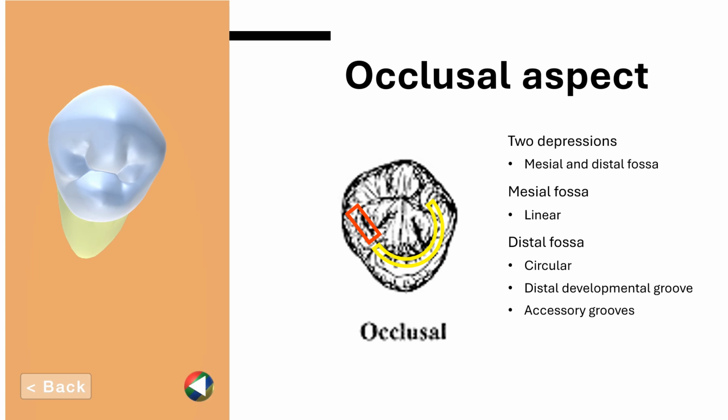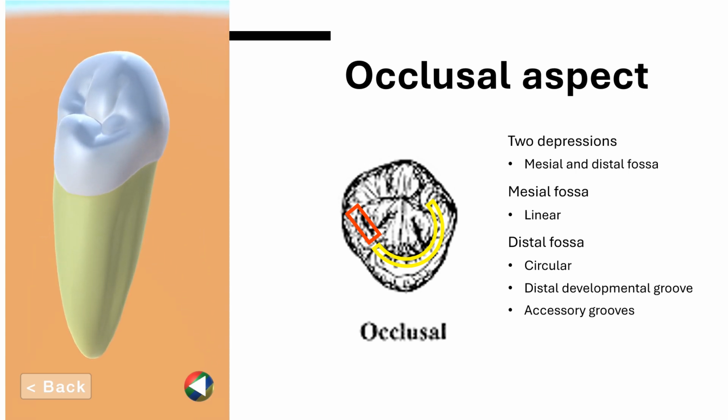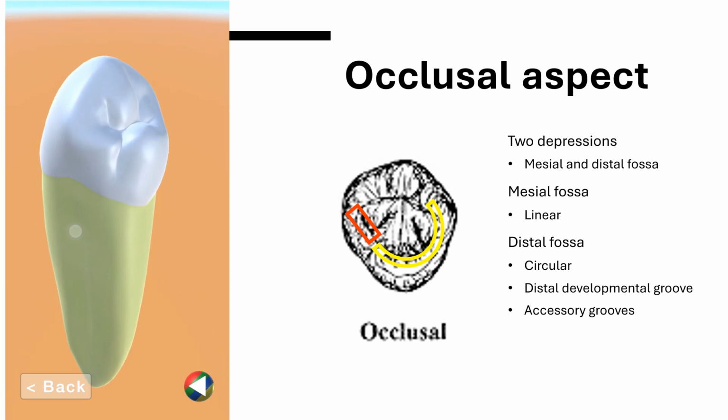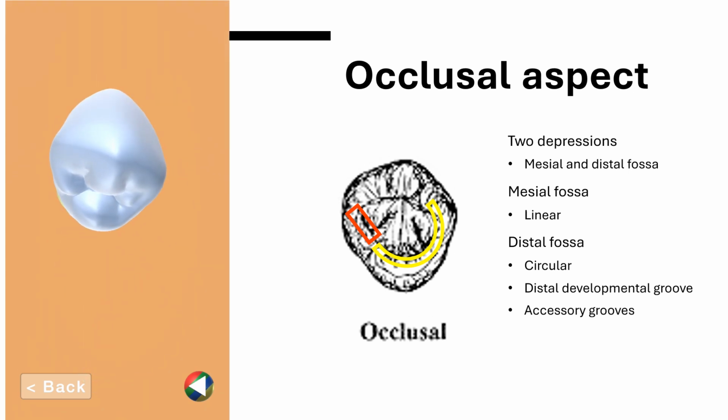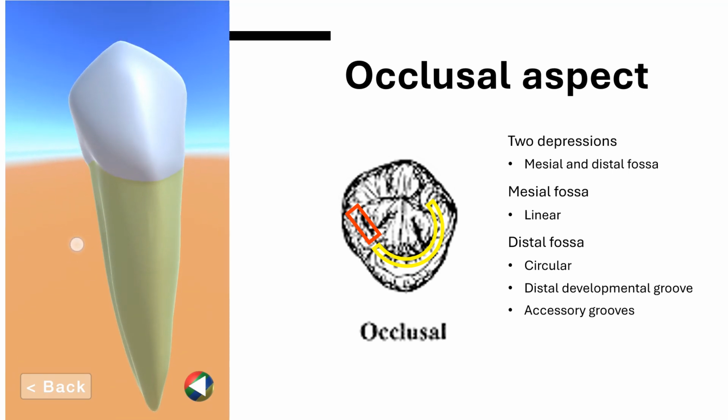is semicircular in nature. The distal fossa is circular, and the distal developmental groove may have accessory grooves, and there are 8% chances that this groove may break the distal marginal ridge also, but it always breaks the mesial marginal ridge, giving rise to the mesiolingual groove. So these are the characteristic features of the mandibular first premolar.